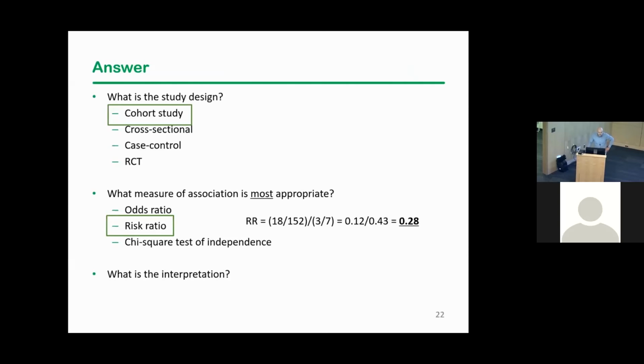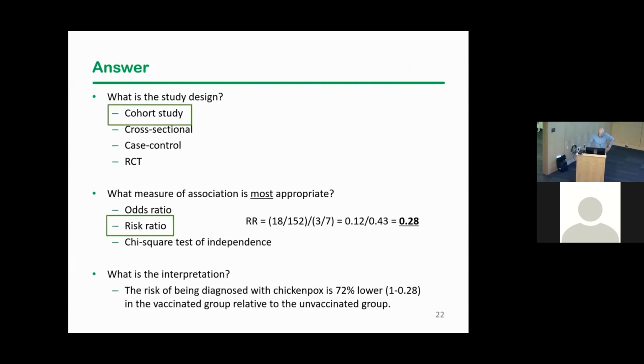I like to use the relative risk reduction. We showed the format. It's 1 minus relative risk. So you could say the risk of being diagnosed with chickenpox is 72% lower in the vaccinated group relative to the unvaccinated group. So it's 1 minus 0.28. That's what's called the relative risk reduction. The reason I showed this example like this is because people, including myself early on, struggled sometimes thinking about it in the other direction. So it's helpful to think about it depending upon the directionality of the association. That's what I'm getting at here.